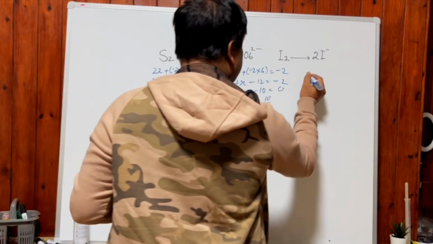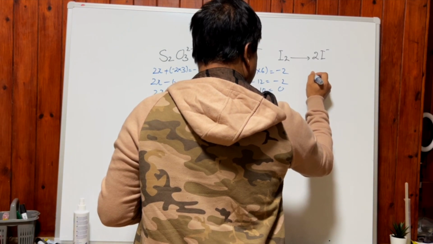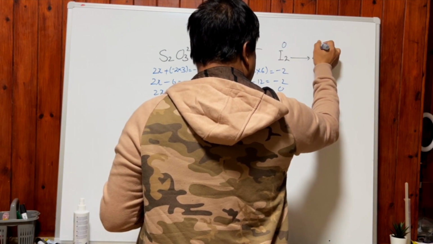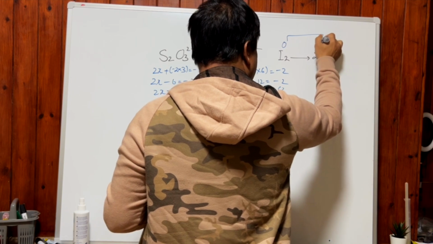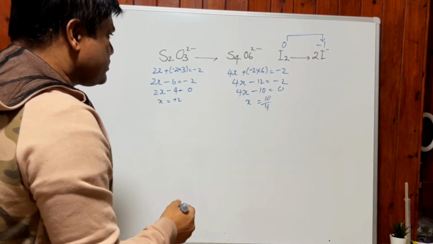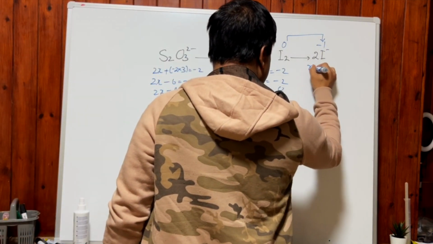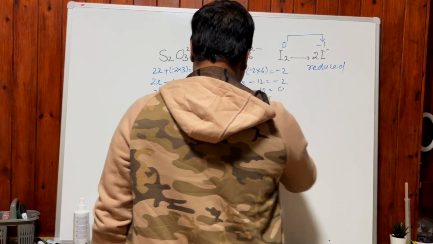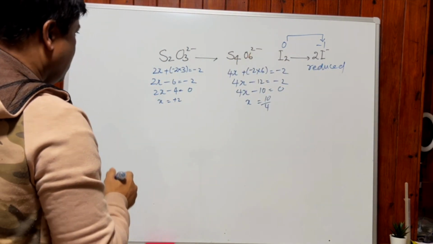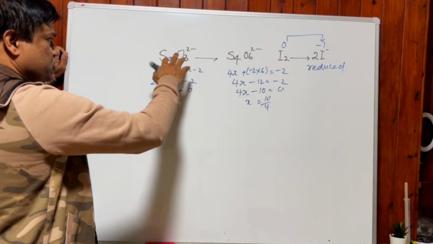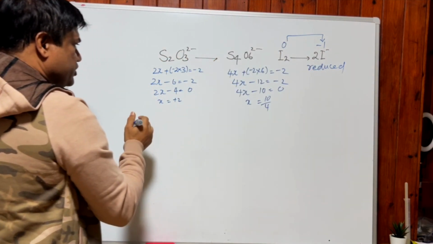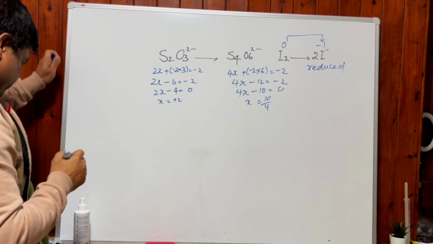What about here? Iodine 0 becomes minus 1, a decrease. So iodine gets reduced. So this is oxidized, that is reduced. Let's balance this equation and that equation, the half equations.